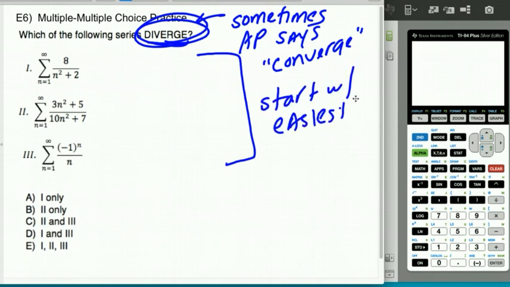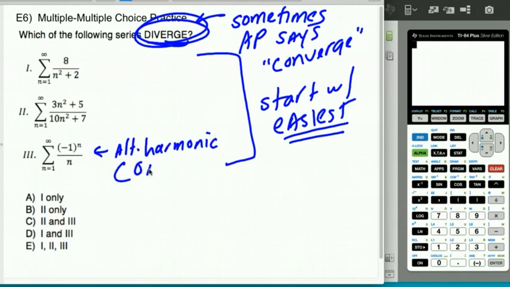Okay, see if there's one that is straight up a memorized series. The first thing I notice is, wait a second, this is the alternating harmonic series. It's got the plus 1, minus 1. This converges. So I cross off 3, because they asked what diverges. So instantly, I can cross off several answers, right?